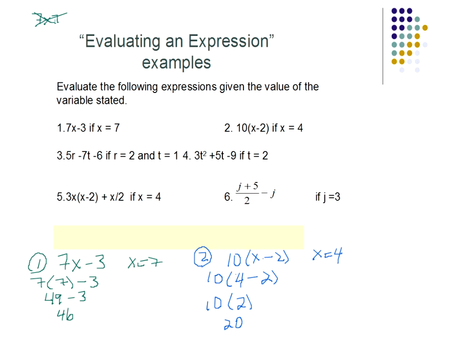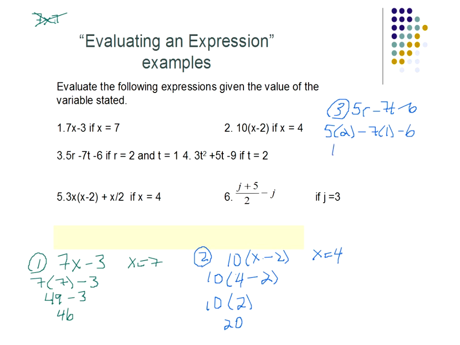So now I'll do question 3. Maybe I'll do that up here. Question 3 is 5r minus 7t minus 6, if r equals 2 and t equals 1. So anywhere I see an r, I'm going to plug in a 2. Anywhere I see a t, I'm going to plug in a 1.